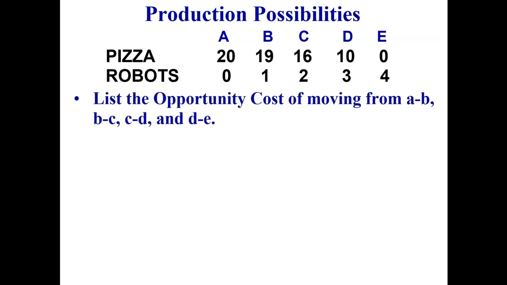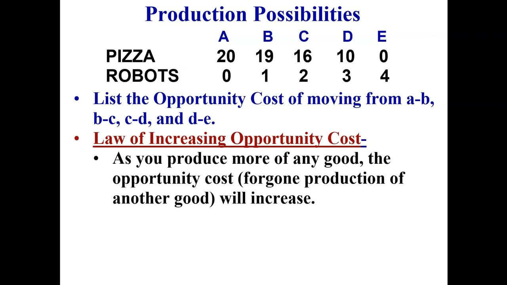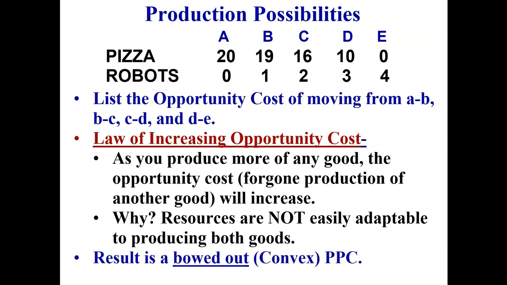Here's a production possibility for pizza and robots. List the opportunity costs of moving from A to B, B to C, C to D, and D to E. The law of increasing opportunity costs means that as you produce more of one good, the opportunity cost, or the foregone production of another good, is going to increase. Why? Because the resources are not easily adaptable to producing both goods. So the result would be a bowed out or convex PPC.